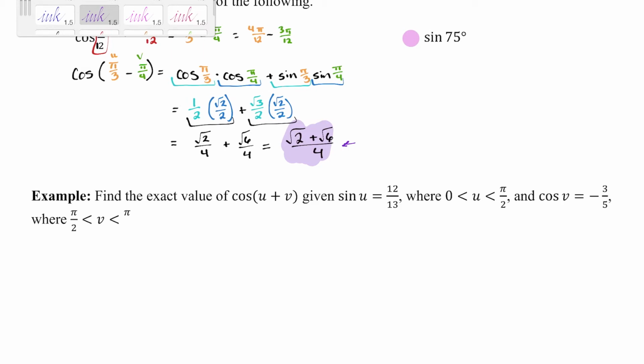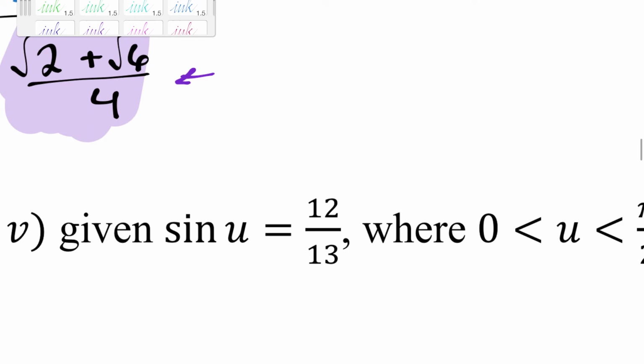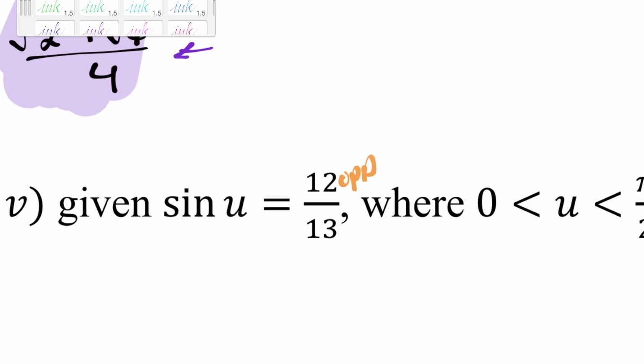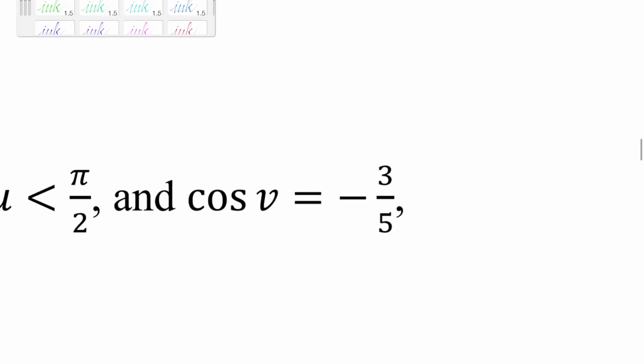If I know the sine, then that means that I know the opposite over the hypotenuse. If I have the cosine of v, which is going to be a completely different angle, that means I have the adjacent over the hypotenuse.